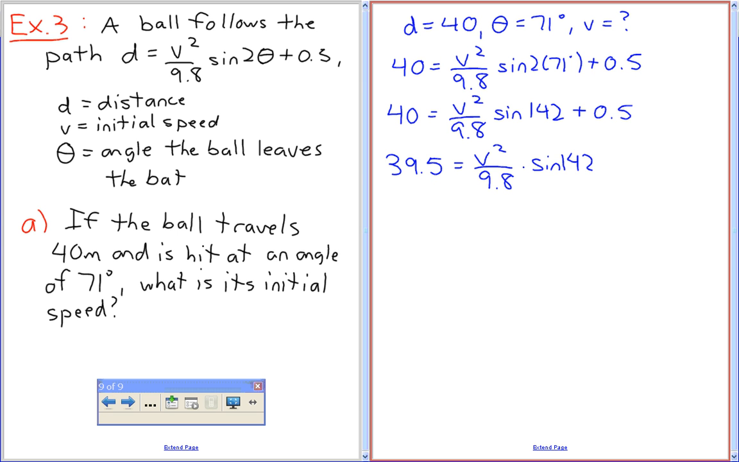Georgia, you're up. What do I do, if anything, right now, please? Do I divide by sine 142? So this is 39.5 divided by sine 142 equals v squared over 9.8. And again, you can speed up the steps here if you need to. Question or answer there? Yeah, and you can do this right here, right? So if I was doing this at home.